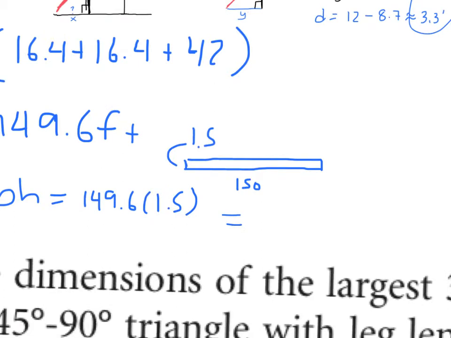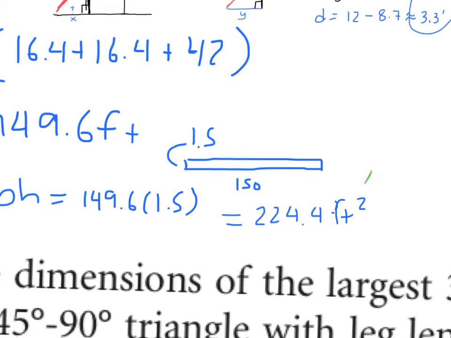Times 1.5, and that gives me 224.4. Now, of course, we are going to be rounding up in just a moment. Now, what's this? 1 lap around. And we are using feet squared, so I will adjust that to say feet squared. So that's the area. So how much paint do we need?